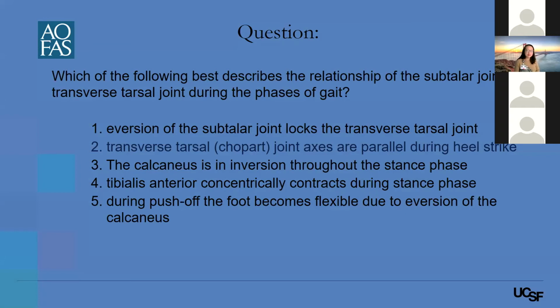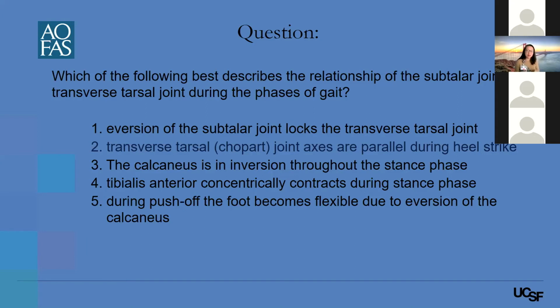Which of the following best describes the relationship of the subtalar joint and the transverse tarsal joint during the phases of gait? So let's see, we want them locked for a rigid lever as you're going through toe off. So number 5 is wrong. If they're parallel during heel strike, yep, they're parallel during heel strike, which is good, right?